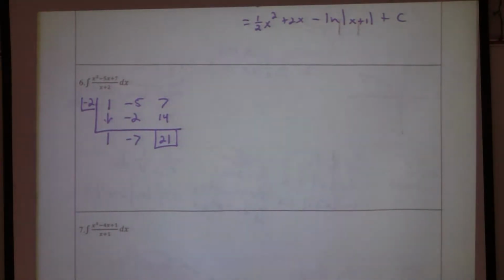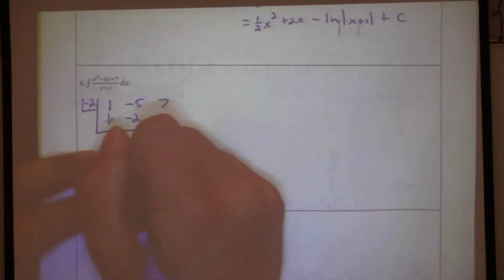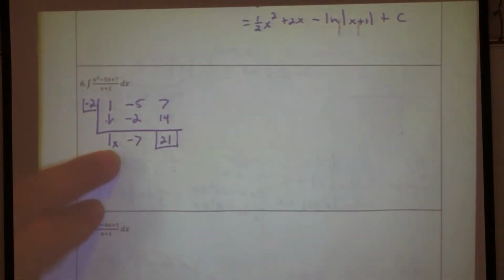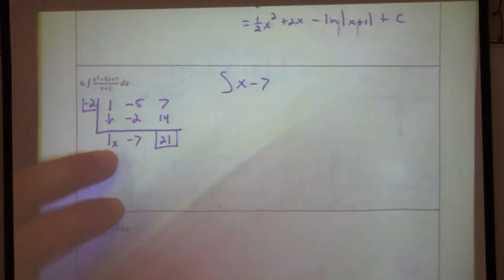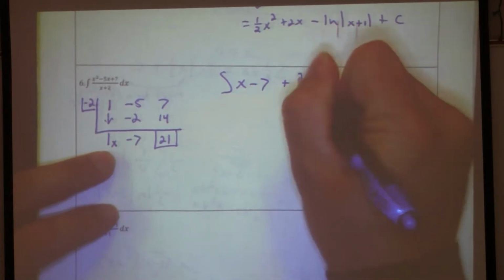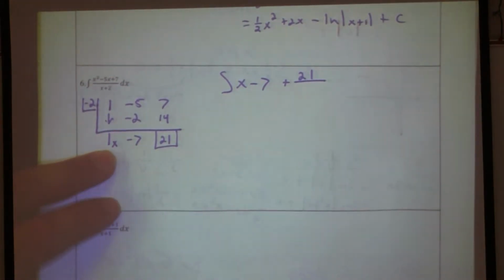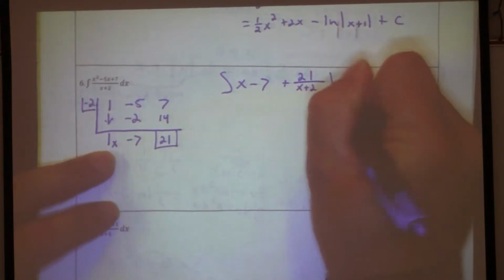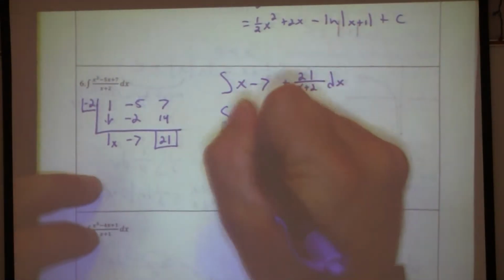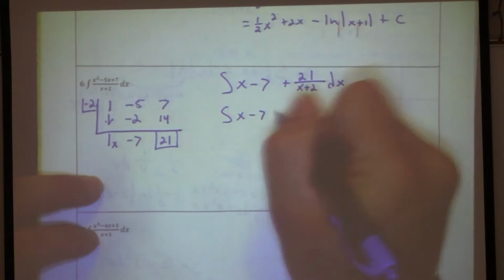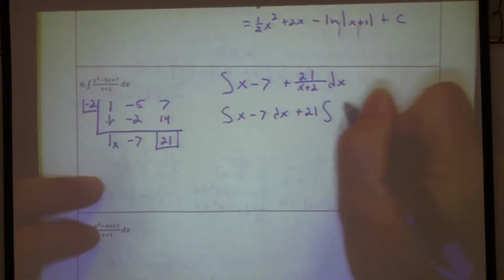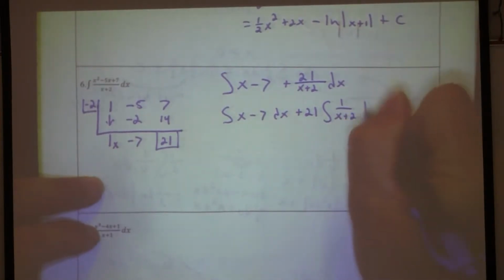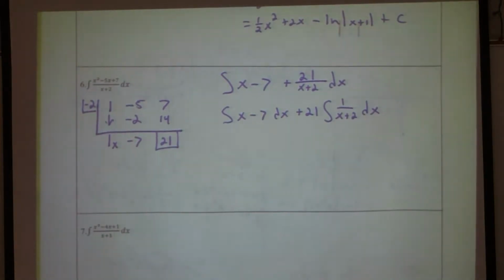I start with 1 power less, because we're dividing by x, something linear. So this is not x squared, this is what? x. So we have the integral of x minus 7 plus 21 over what? x plus 2 dx. So let's separate it. The integral of x minus 7 dx, take out the 21 guys, times the integral of 1 over x plus 2. Now you're ready to go.